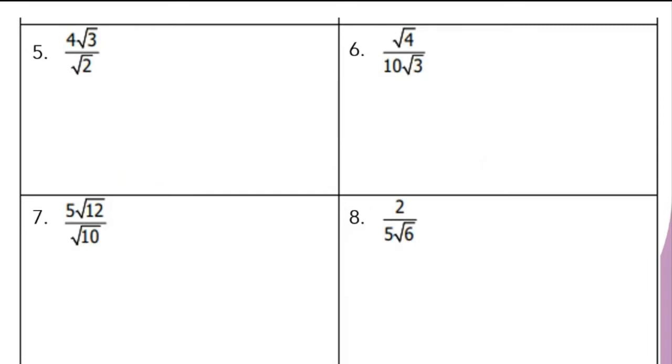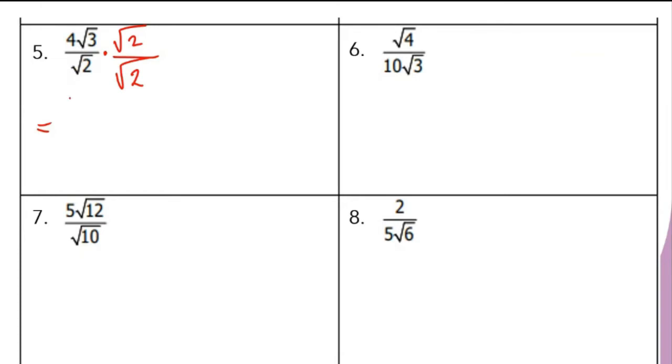Let's have another set of examples. So number 5 is 4 square root of 3 over square root of 2. So again, both the numerator and the denominator are already in their simplest form. So the only thing that we can do is to eliminate the radical in the denominator by rationalizing the denominator. So you will be multiplying square root of 2 over square root of 2 in the given expression.